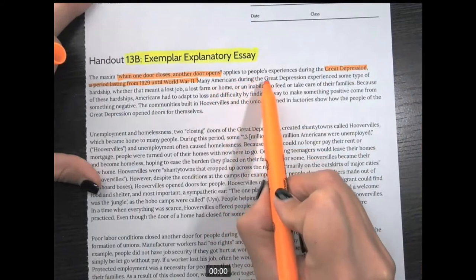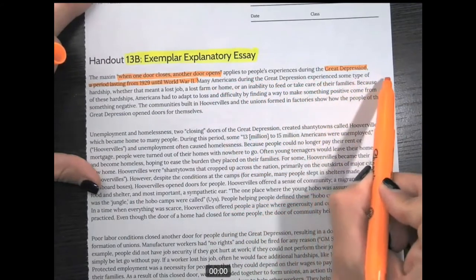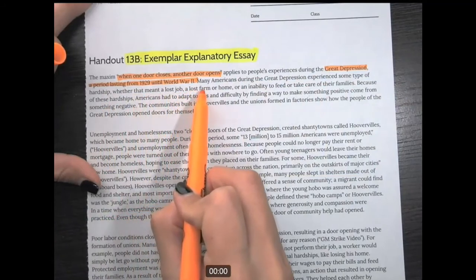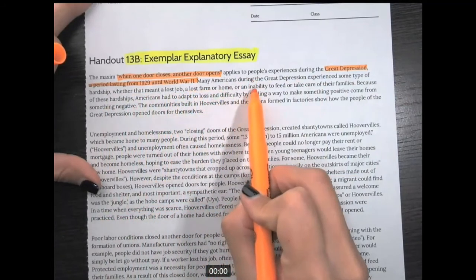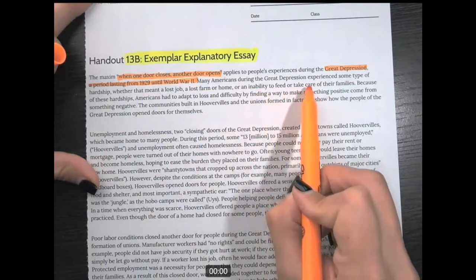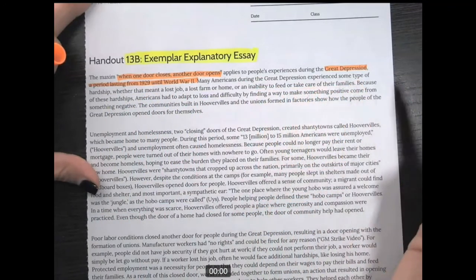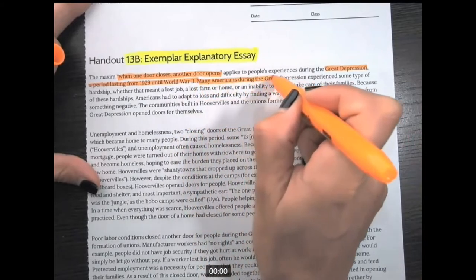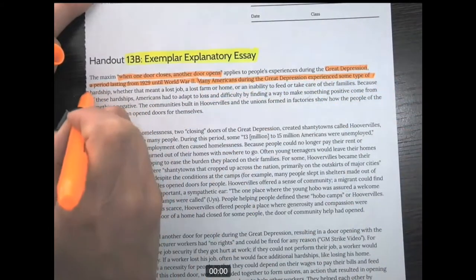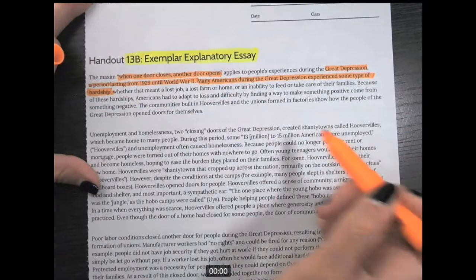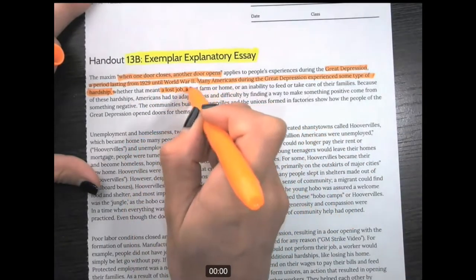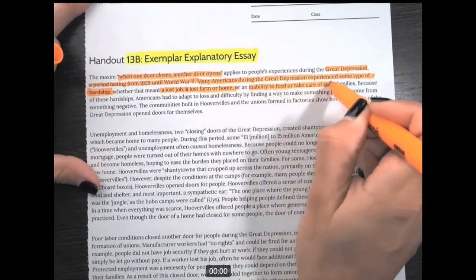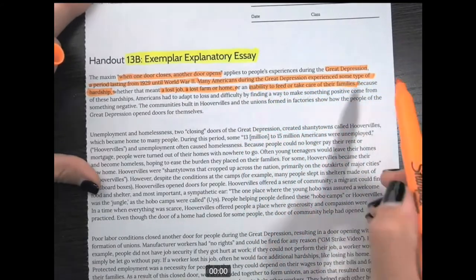Many Americans during the Great Depression experienced some type of hardship, whether this meant a lost job, a lost farm or home, or an inability to feed or take care of their families. So we know that during the Great Depression, many Americans experienced some type of hardship. That could have meant a lost job, a lost farm, home, or not being able to take care of or feed their families.